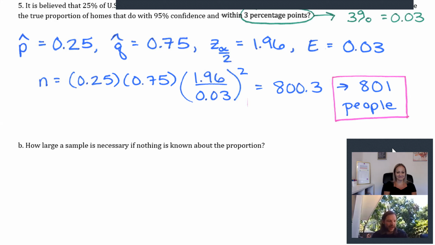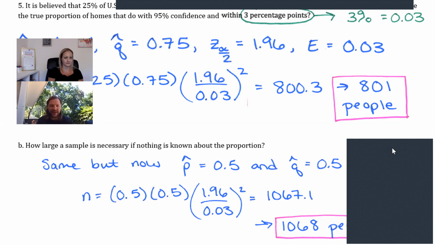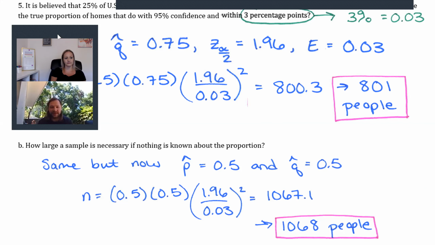Well, my battery's dying, so let's do this very quickly. How large a sample is necessary if nothing is known about the proportion? So instead of having p hat be 0.25, we just put p hat to be 0.5, and q hat is 0.5, and then do the same calculation, and we get 1,067.1. And so we round that up to a minimum of 1,068 people to survey.